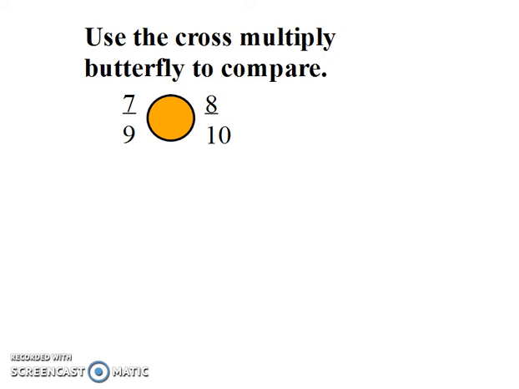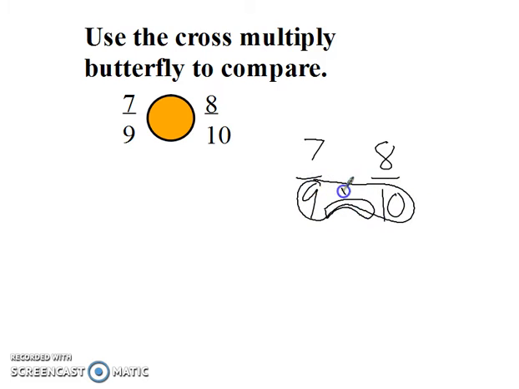So here's how cross multiply butterfly works. Over here I have 7/9. Over here I have 8/10. So when we have a butterfly, the first thing we have is the caterpillar part. So he's right here. This is my caterpillar part. I'm going to take 9 times 10, and that's going to give me my new denominator for both sides. Because when the denominators are the same, then I can compare fractions. This caterpillar is going to change into the cocoon, into the chrysalis, into the pupa stage, and then it's going to eventually grow wings.